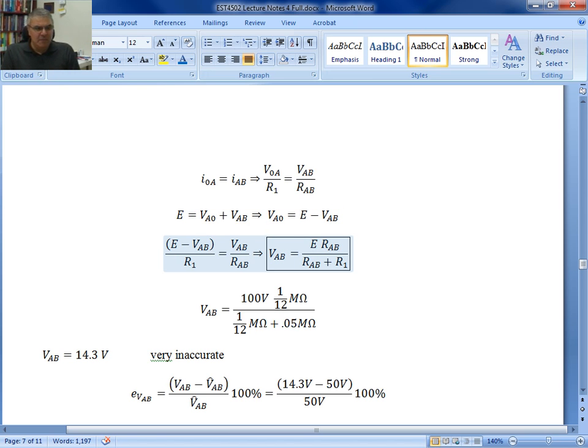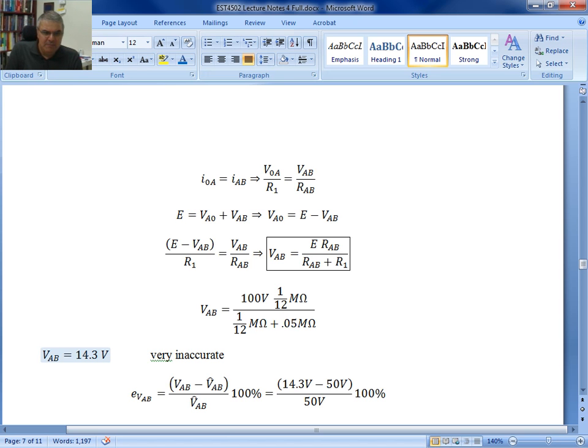in which V sub AB is E times R sub AB divided by R sub AB plus R1. R1 is given as 0.5, plus 1/12. That's the R sub AB that we just calculated. And then the E multiplied by R sub AB. E is 100 given, and again 1/12. That's the R sub AB. So we're going to calculate V sub AB as 14.3 volt.